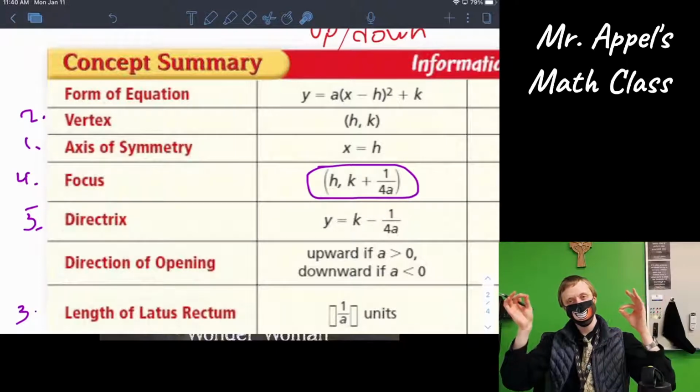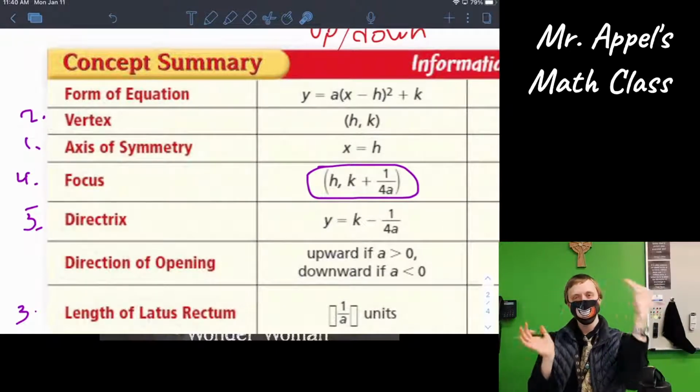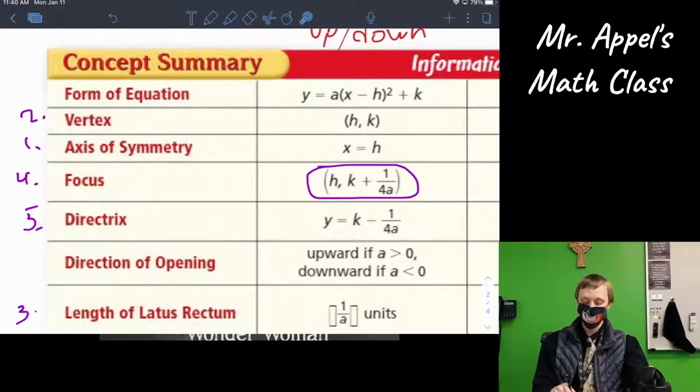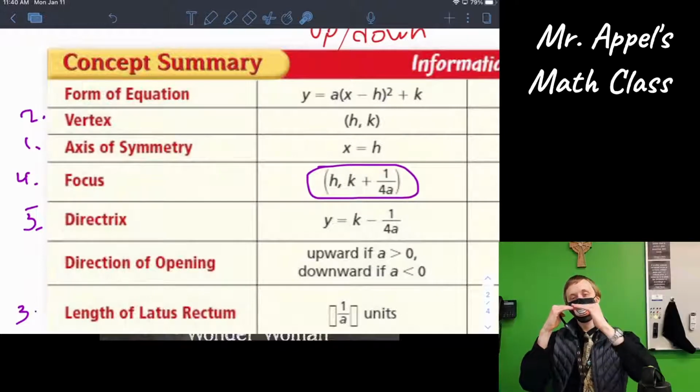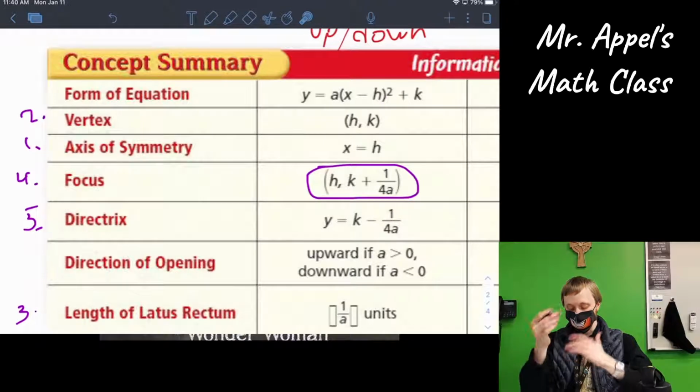The directrix, again, is part of that defining. The parabola is points that are the same distance from focus and directrix. So the directrix, its only role is to be a line from which the distances are the same. But notice, it's at the same place. Use that 1 over 4a. If the focus is above the vertex, the directrix is the same distance below the vertex. They go hand in hand.